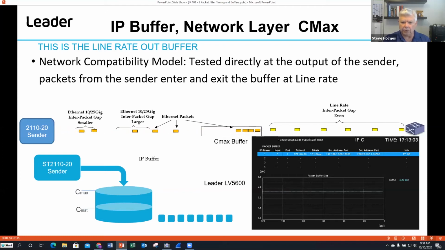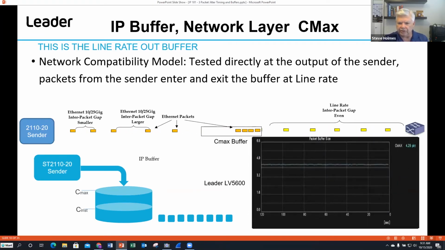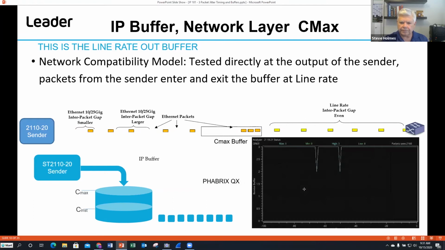So looking on the bottom right here, we've got the LV5600 looking at the video flow. And if I zoom in just a little bit, you can see that it's just over 3 packets. So it's right around 4 packets that it's taking to absolutely smooth this out. In the QX, it's looking at it virtually the same way and just looking at how many packets it's taking to smooth this out.